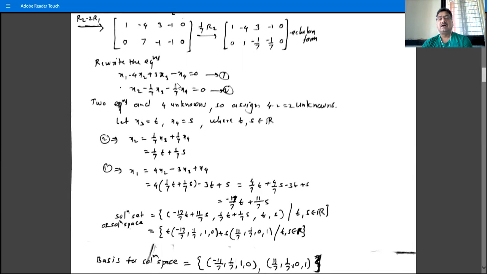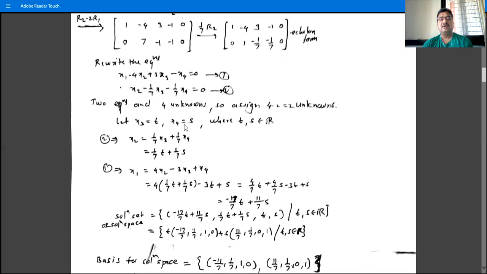After rewriting, what is your observation? There are 2 equations and 4 unknowns, x1, x2, x3, x4. The difference between the 4 unknowns and 2 equations is 2, so we assign 2 unknowns. We assign x3 as t and x4 as s. Or we can assign x3 as 7t and x4 as 7s in order to avoid fractions. Or we assign x3 as t and x4 as s, where t and s are any real numbers.